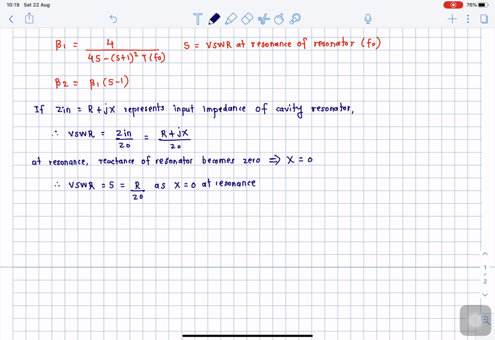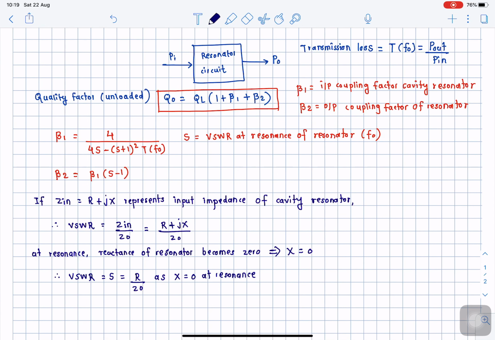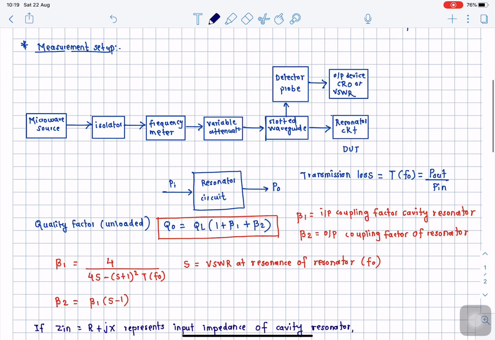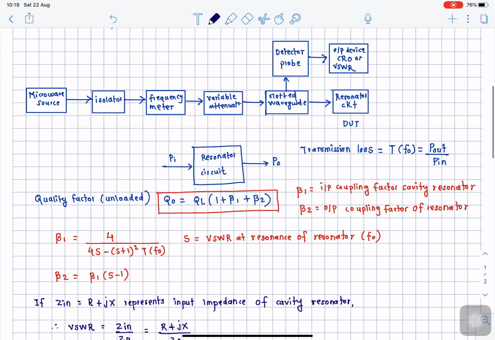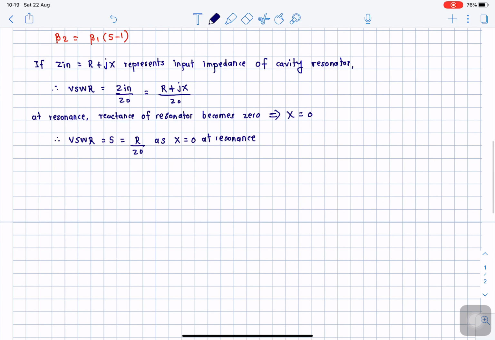Okay. So what is the procedure to measure the unloaded quality factor? We now established the relationship. Now we will make use of this particular setup in order to measure the quality factor, right? So first step, I will write over here, step number 1, we are going to make use of the above arrangement. So in step number 1, we measure VSWR at half power frequencies. Okay.